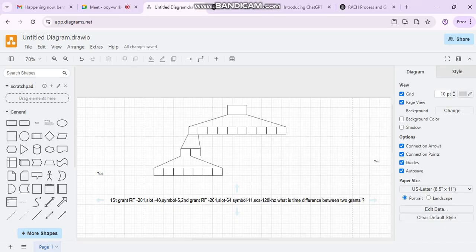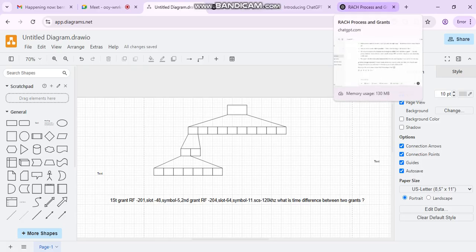So we'll go through the first one of the questions. The question goes like this: the first grant has radio frames 201, slot 48, and symbols 5, and the second grant has radio frames 204, slot 64, and symbols 11, and it has a subcarrier spacing of 120 kilohertz.